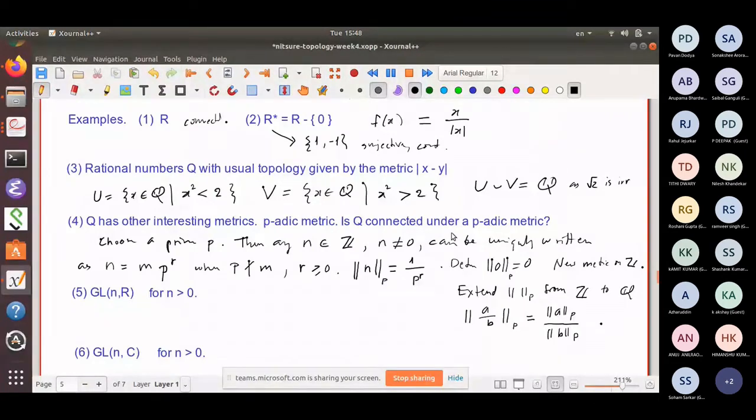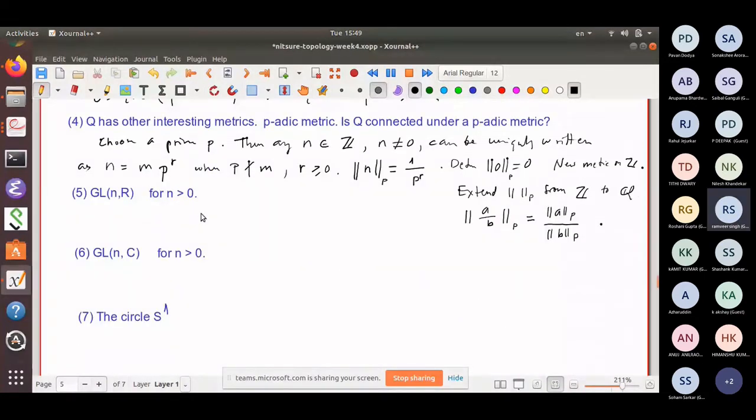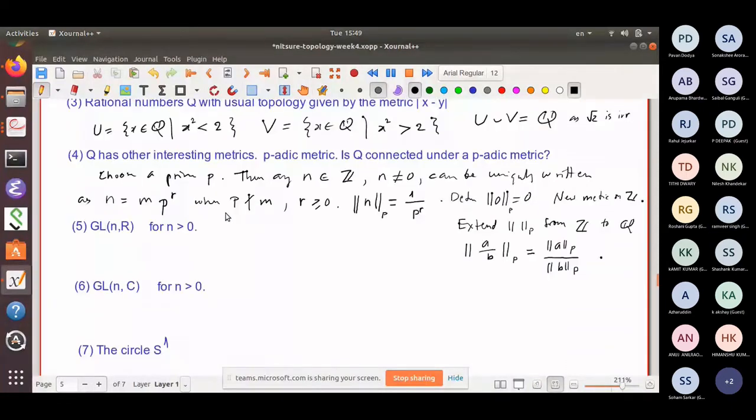So now that you know this norm, I can ask, is Q connected under this metric? I leave that to you. Sir, I guess it will again be disconnected. No, but you have to answer it, and I'm leaving that to you because these are two of our going tests. Now take GL n R for n greater than 0, our old example. Is it connected?